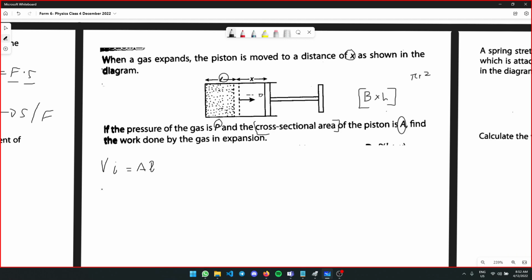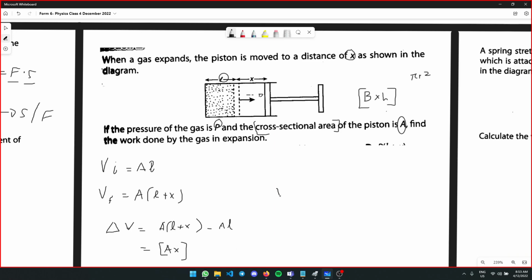Okay, then your final volume would be A, so you have to add both of these: A times (L plus X). So the increased volume, or the delta in volume, is delta V equals A(L plus X) minus AL. So we just give you with A. Okay, so what do you do with this?